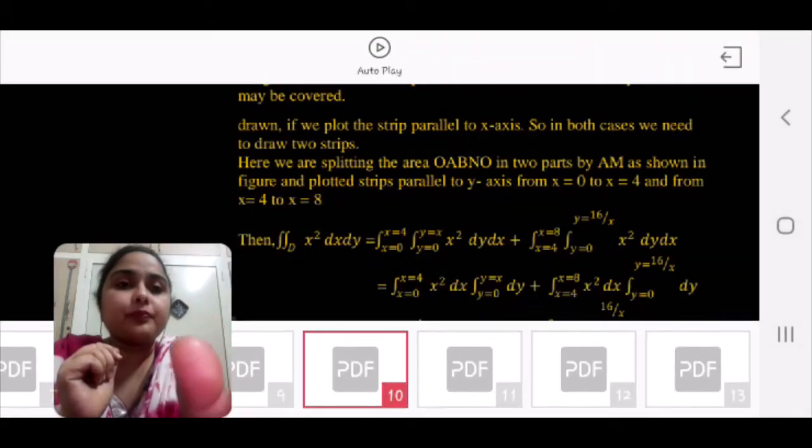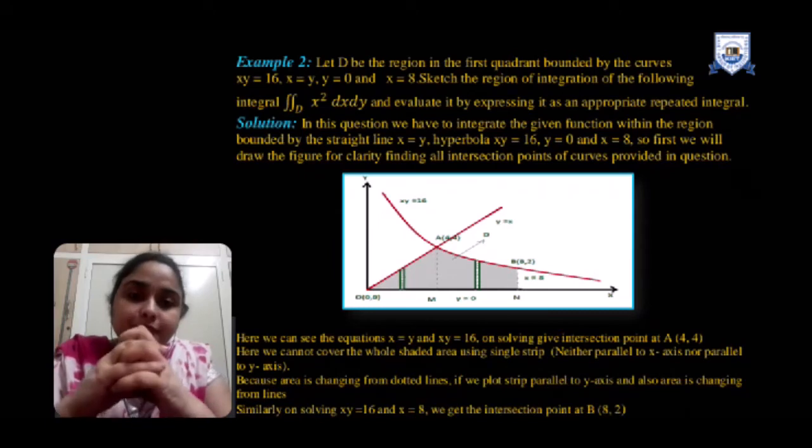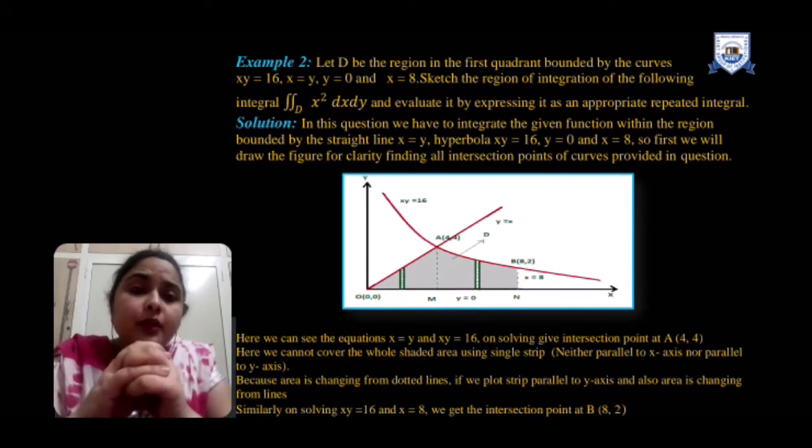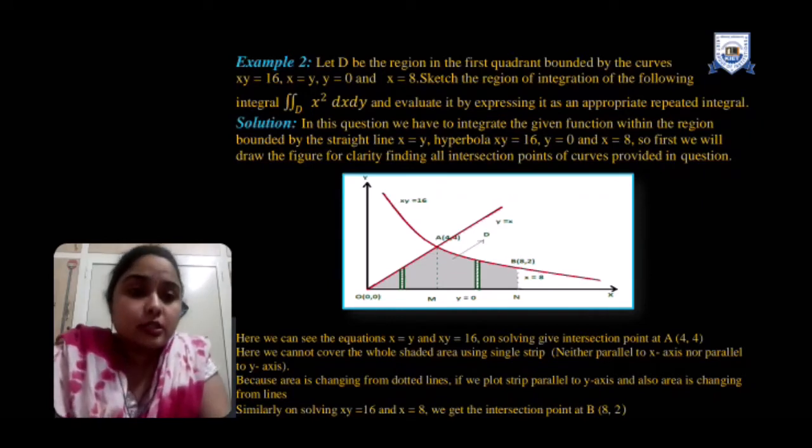Now take one example. Now taking one example in which we are having a number of strips in the same diagram in parallel to the same axis. So what is the special condition over there in this question? We should notice this thing.